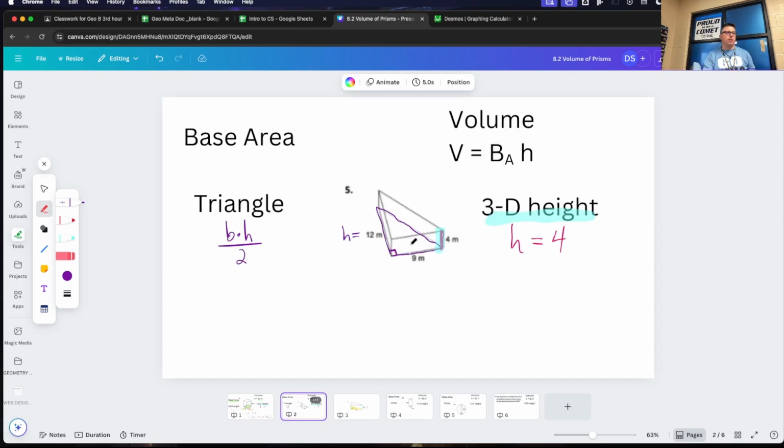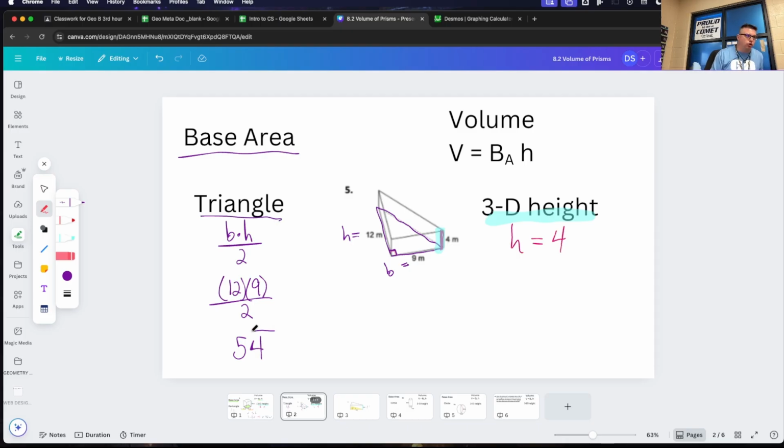Okay, so let's go back to this one. So this height is going to be 12, and then the base is going to be 9. So I'm going to plug those numbers in. I'm going to do 12 times 9 and then cut it in half. So I'm just going to do 12 divided by 2 is 6 times 9. That should give me 54. So my base area for my triangle should be 54.